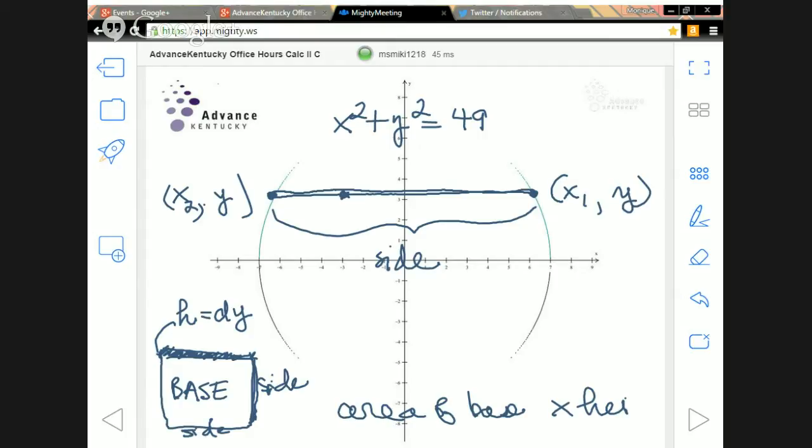In this case, the base is the square, and to find the area, you're going to take the length of a side and square it, and the height is dy. The hard part about these problems is setting it up, right? So let's think about it this way.